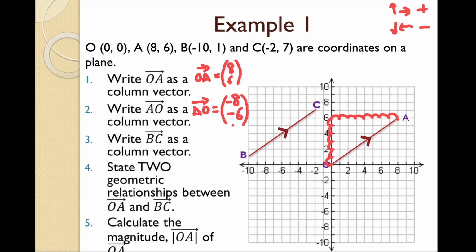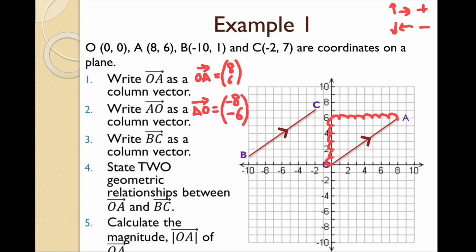Okay, good. Now, just to recap that, O to A, we went 8 to the right, which is positive, and then 6 up, which is also positive. So that's how we got 8, 6. Now, A to O, we did the opposite. We went 8 to the left, then 6 down. So that's why we got negative 8, negative 6.